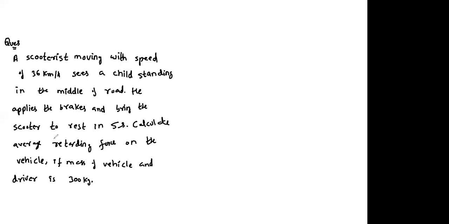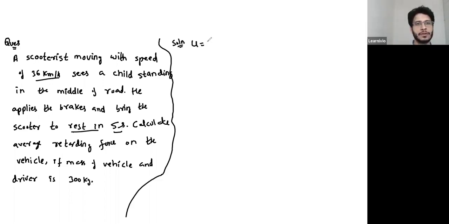Okay, solve this question. So you have the initial speed of the scooter, which is 36 km per hour. It comes to rest, which means final is 0. Time taken is 5 seconds. First calculate acceleration. You can consider this as uniformly accelerated motion. Initial velocity is 36 km per hour, so 36 into 1000 by 3600, or you can multiply it with 5 by 18. So that's 10 meter per second.